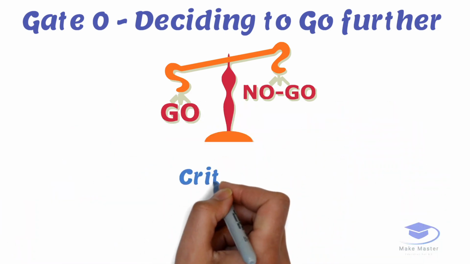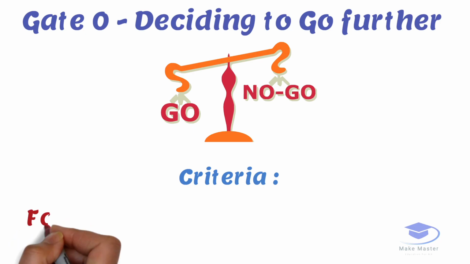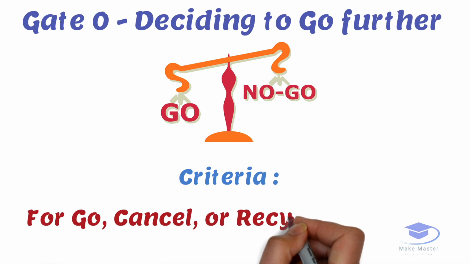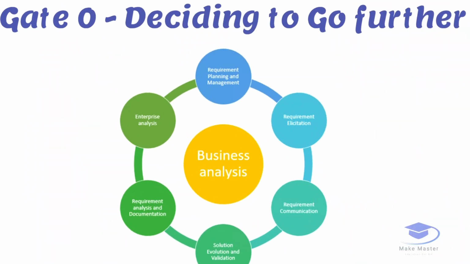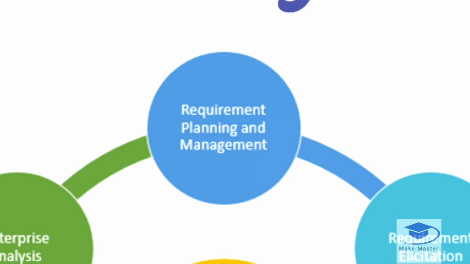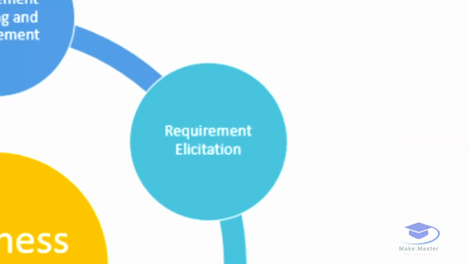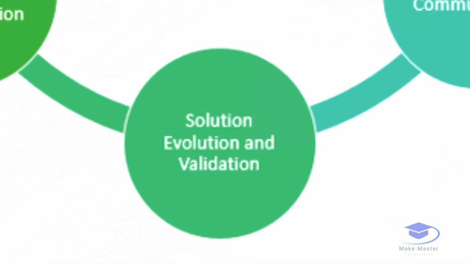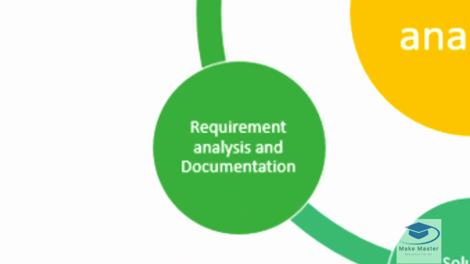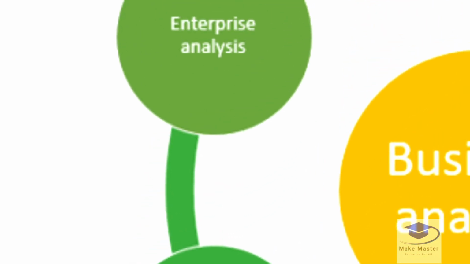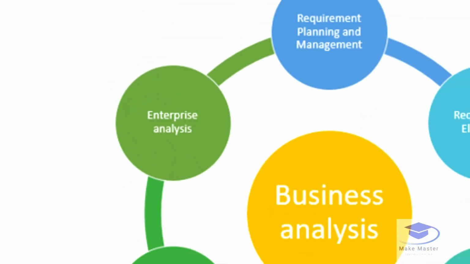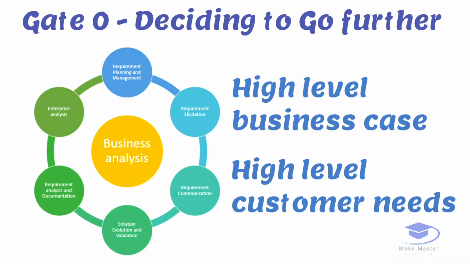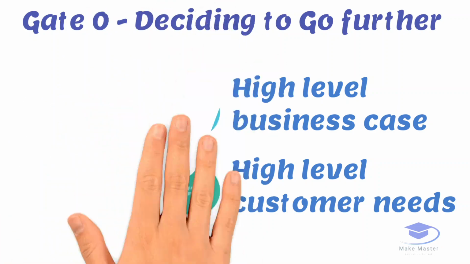So what are the decisions here? The criteria is to go, cancel, or recycle. In a nutshell, it is business analysis, requirement planning and management, requirement elicitation, requirement communication, solution evaluation and validation, requirement analysis and documentation, and enterprise analysis. Or we can say that it is the high level business case and high level customer needs. So we need to identify these tools.